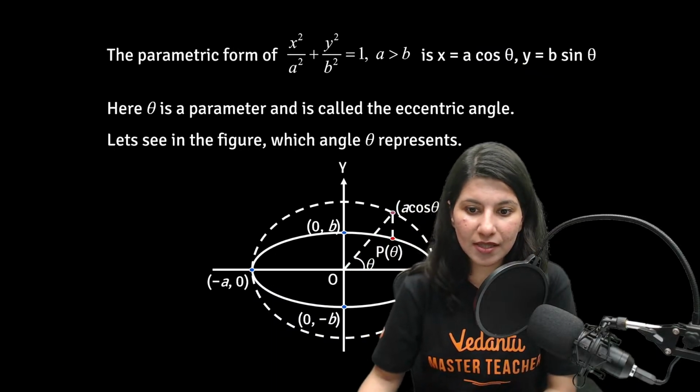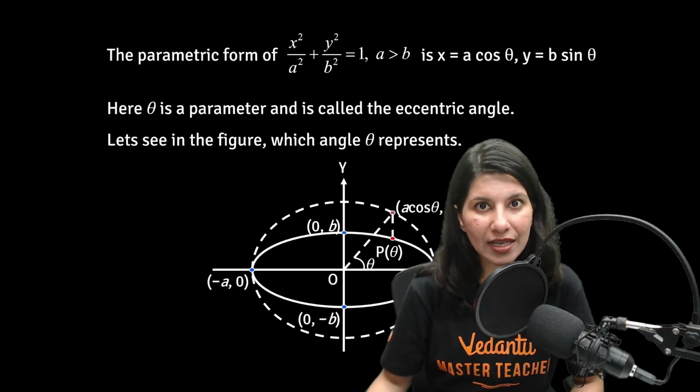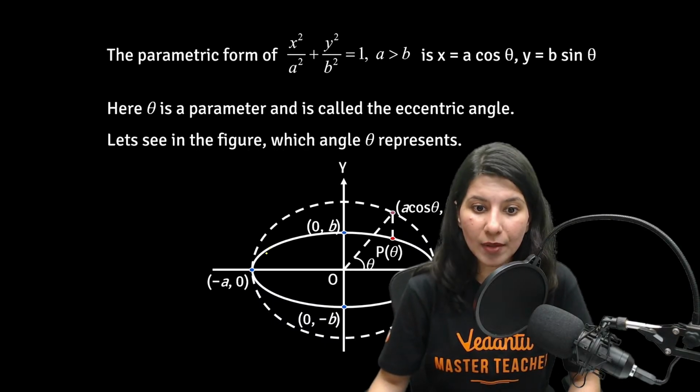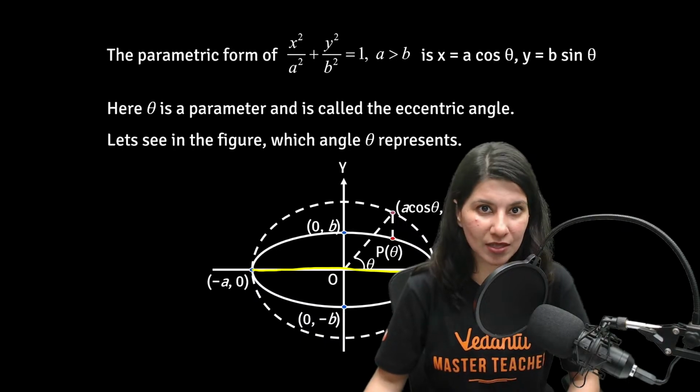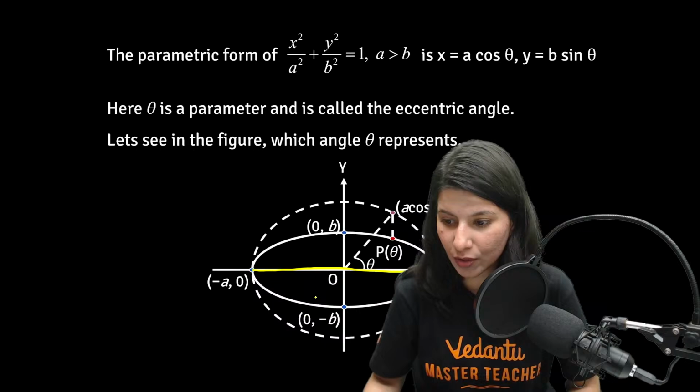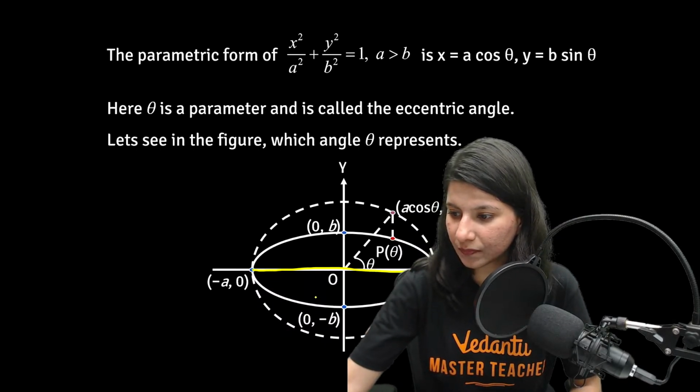This is the auxiliary circle. An auxiliary circle has the equation x square plus y square is equal to a square, because we are assuming that this major axis is becoming a diameter. So this is how your parametric coordinates will look.